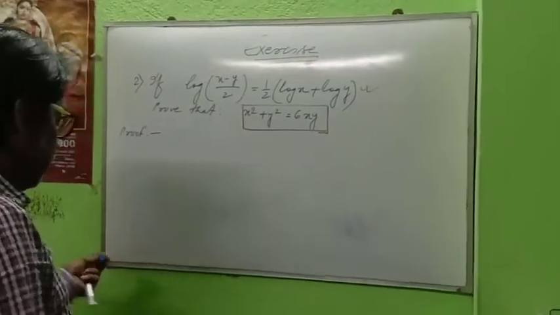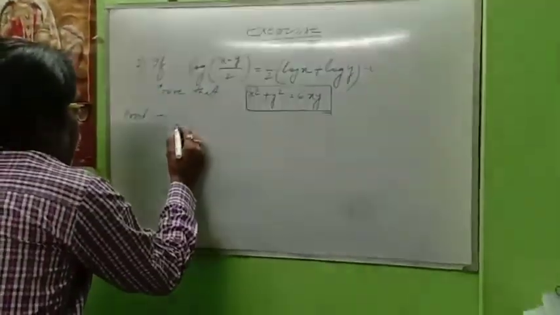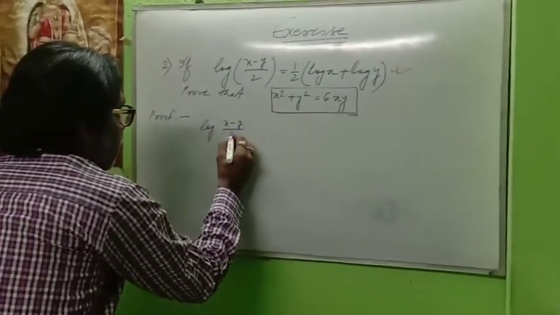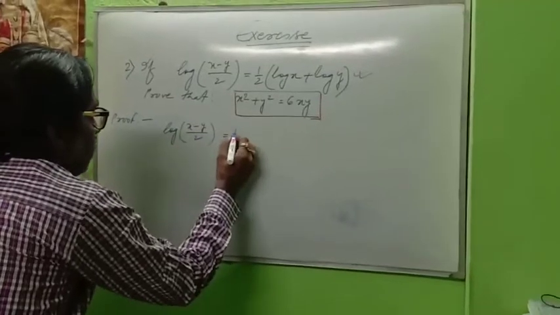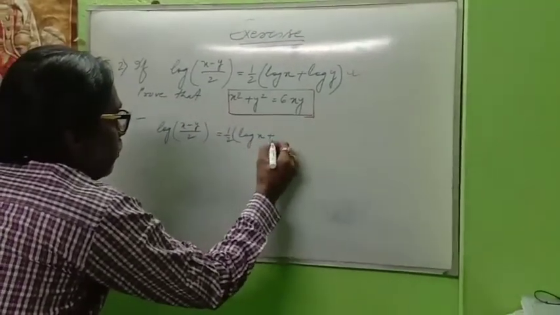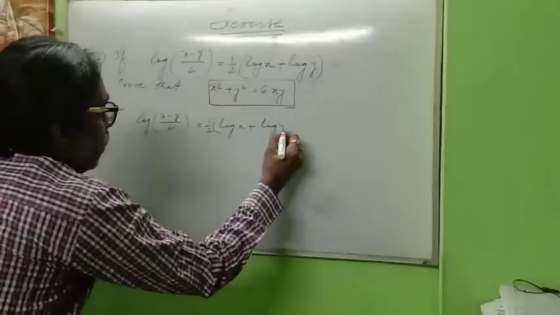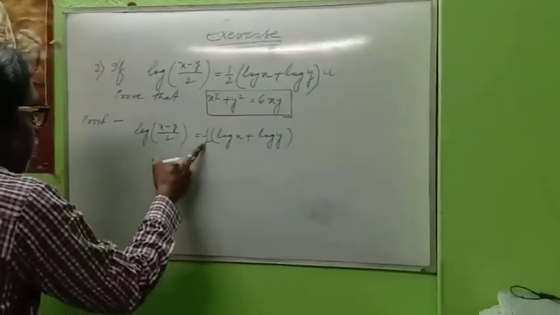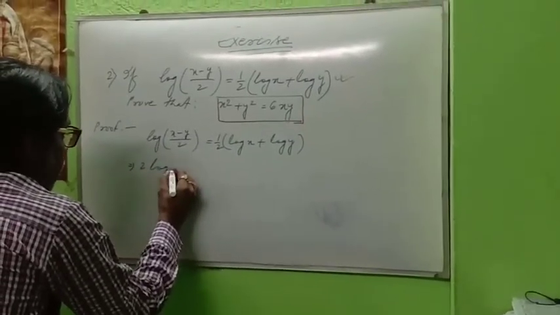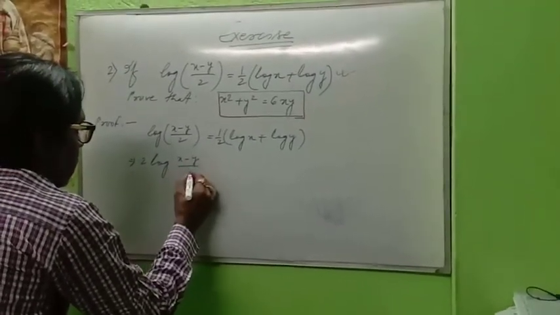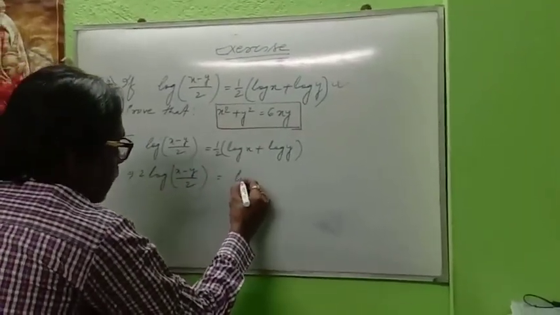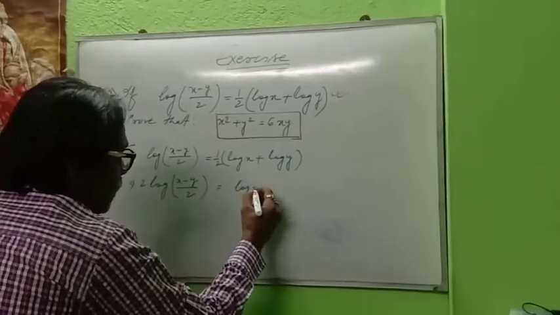See, first of all you write what is given here. Log (x minus y by 2) is equal to half (log x plus log y). Do one thing, this 2 we bring this side. Then this will be 2 whole into log (x minus y by 2). Now this will be how much? Log x plus log y means this will be log xy.